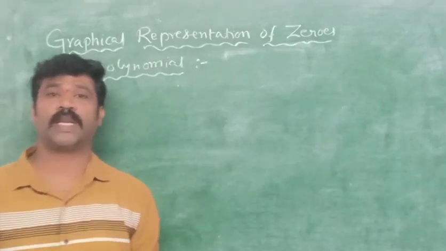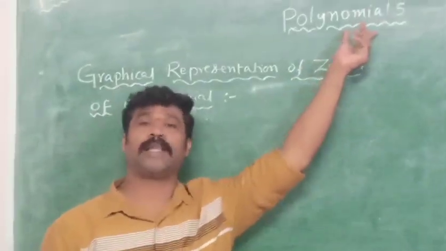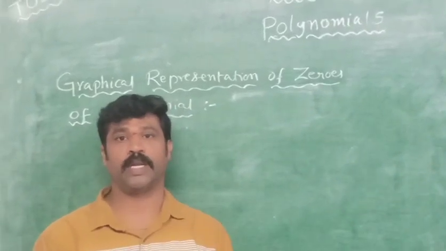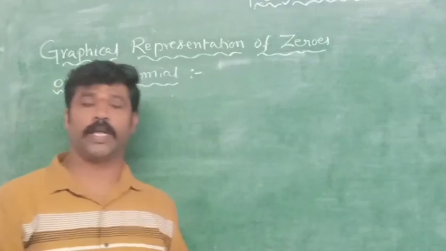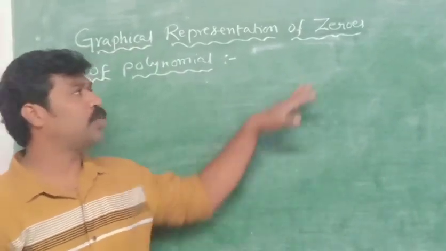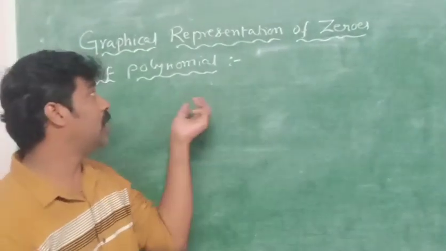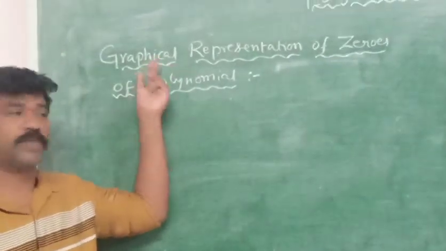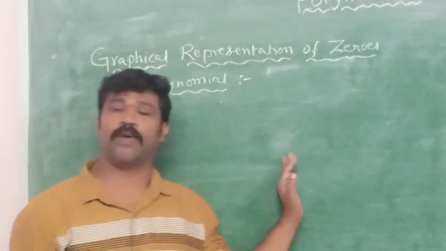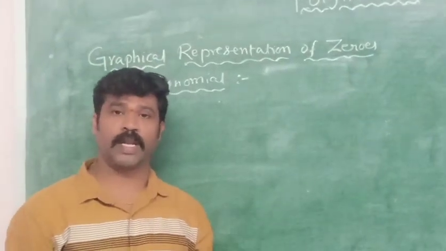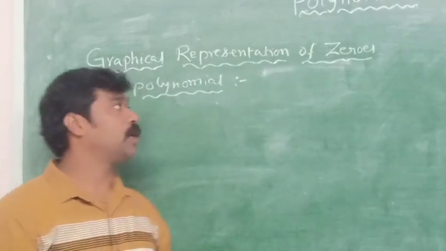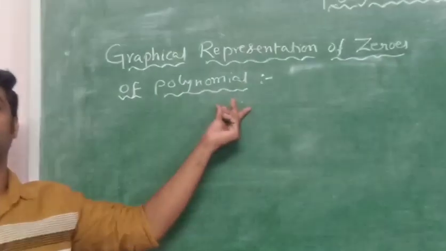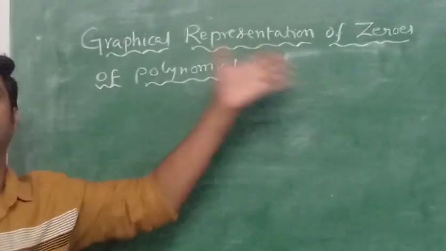In the previous class we learned what a polynomial is and the basic concepts of polynomials, and also how to find the zeros of linear, quadratic, and cubic polynomials. Today we are going to learn how to find the zeros of a polynomial by using a graph. By using a graph, we can find the zeros of linear, quadratic, and also cubic polynomials. So today's topic is the graphical representation of zeros of a polynomial.